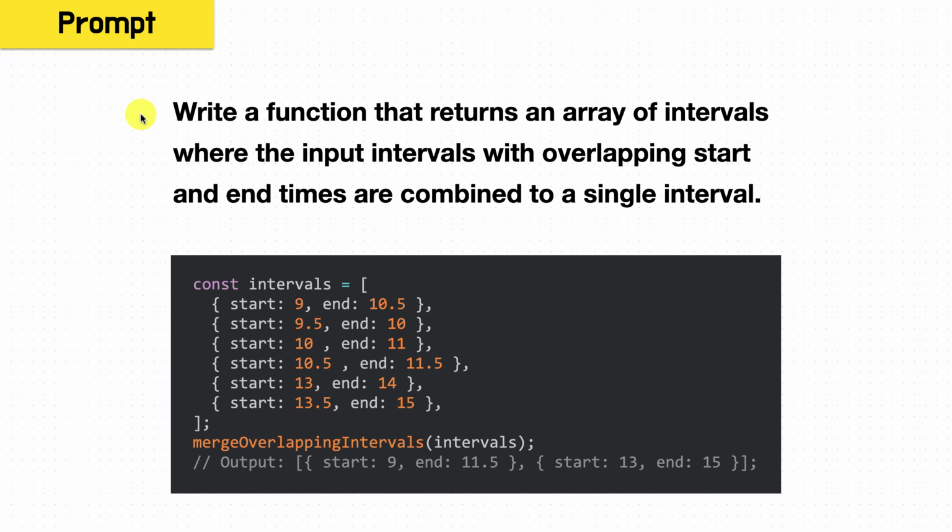So this prompt states, write a function that returns an array of intervals where the input intervals with overlapping start and end times are combined into a single interval. So the input to the question is intervals, and the output are intervals that are combined with overlapping times. And in this question, we're going to use the terms interval and meeting interchangeably.